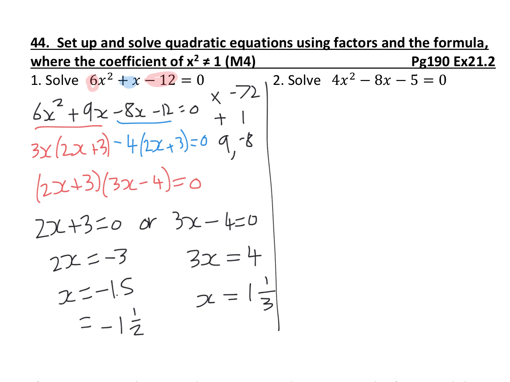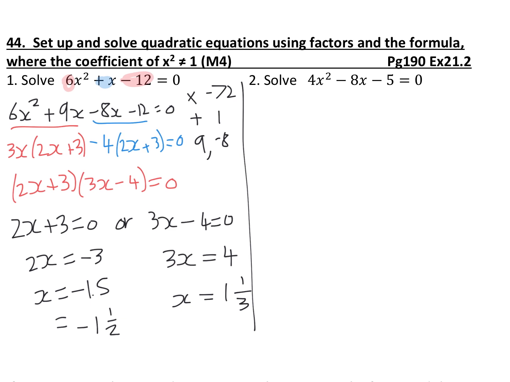Example 2. Again, it's a quadratic equal to 0. A harder one because there's a coefficient in front. So I'm looking for two numbers which times to give the ends, which is 4 times minus 5, so times to give minus 20, and adds to give the middle number, which is minus 8, the coefficient of x. So what two numbers times to give minus 20 and add to give minus 8? The answer is minus 10 and positive 2.